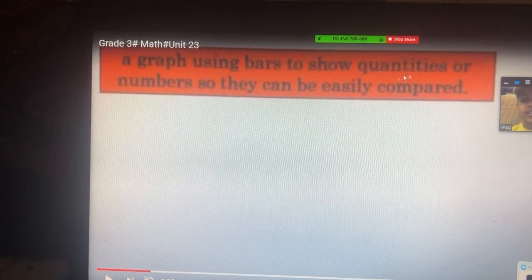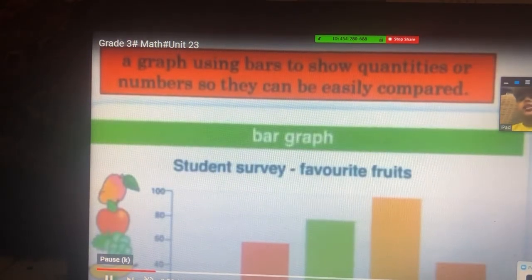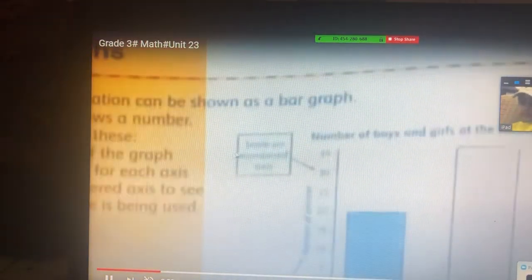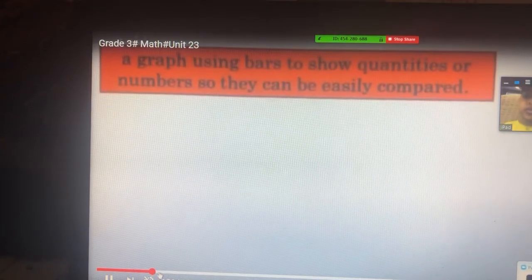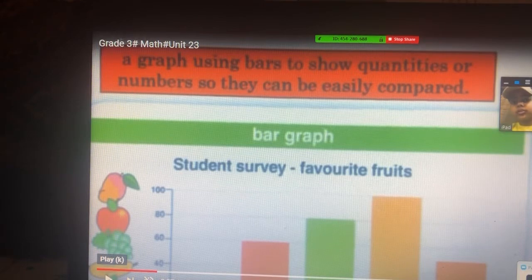So it is to show quantities. What do you mean by quantities? Do you know that? No. So I'm gonna count something to show counts, or also it helps me to show numbers. I have here a type of graph. This bar graph shows, let's go back a little bit. This graph shows a student survey for favorite fruit. Let's imagine that grade 3 are gonna make a survey for the most delicious food they like.